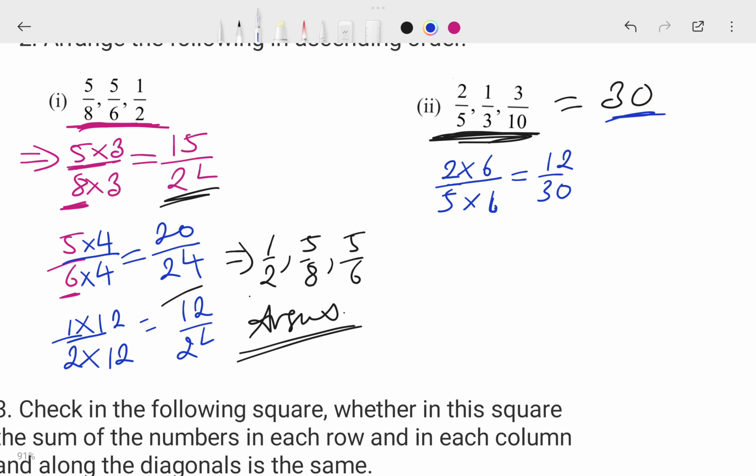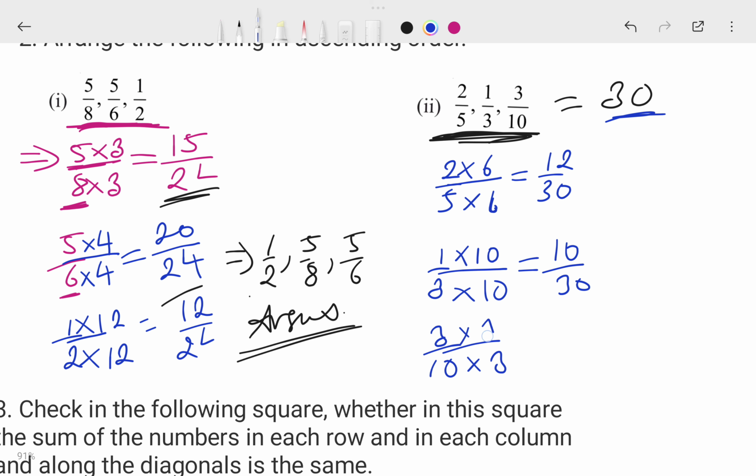Now we will take 1 by 3. In the 3 table, 30 is how many times? You will say it is 10 times. So we will multiply by 10 downwards and upwards also. It is going to be 10 by 30. Now here 3 by 10 is there. In the 10 table, 30 is how many times? It is going to be 3 times. So we will multiply 3 on both sides, then it is going to be 9 by 30.